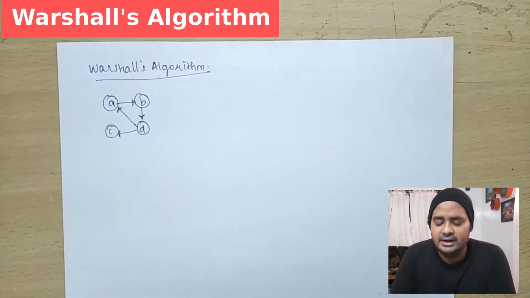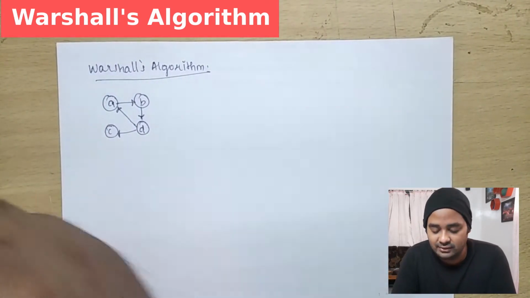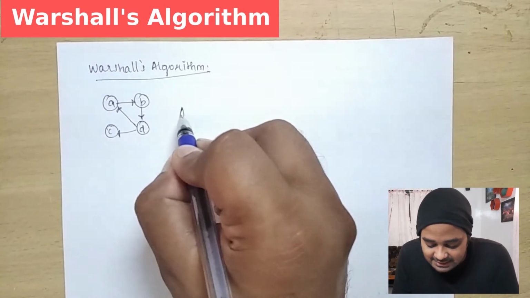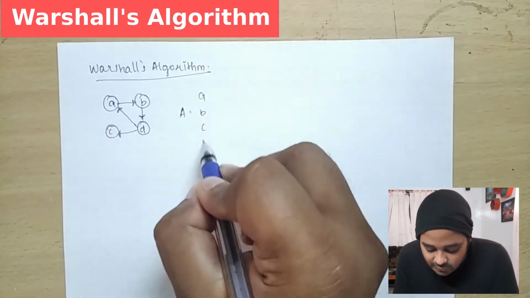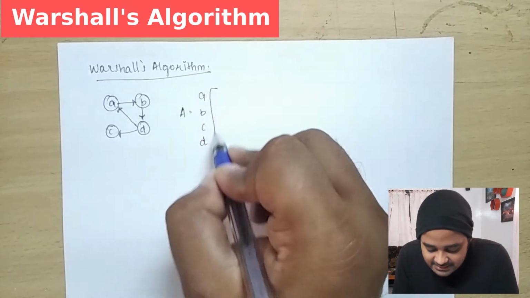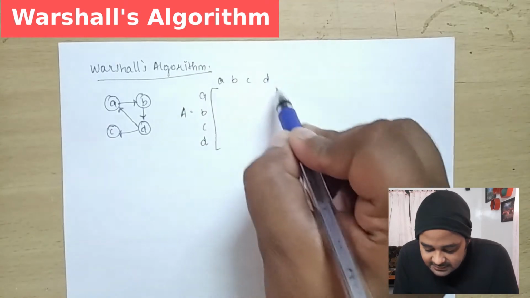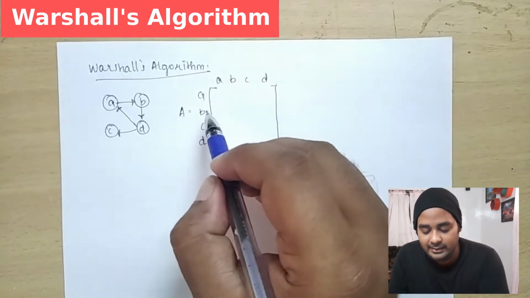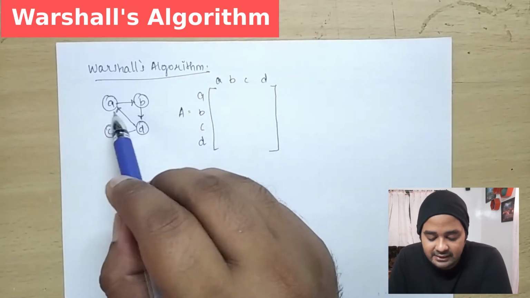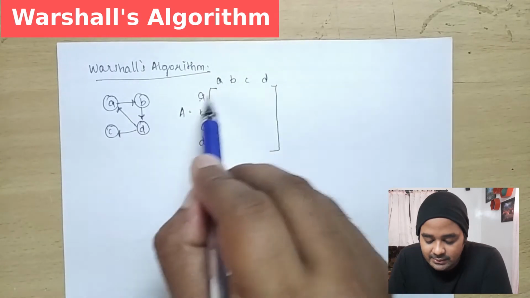The initial thing you have to do is construct the adjacency matrix for it. For constructing the adjacency matrix, we mention its nodes. We have 4 nodes, so I'm making a 4 cross 4 matrix, which we call the adjacency matrix. By looking at the graph, we have to identify whether there exists a path from A to A, A to B, A to C, A to D.